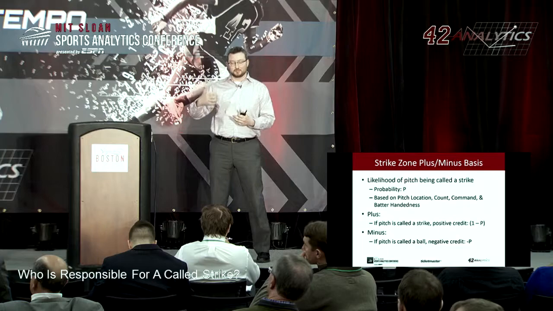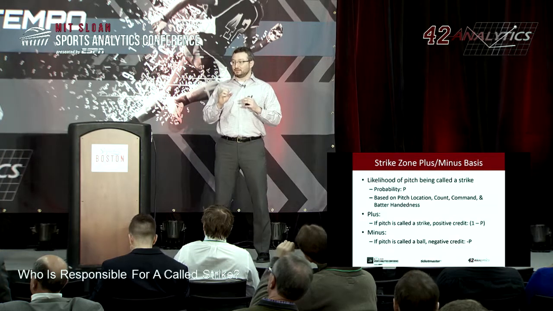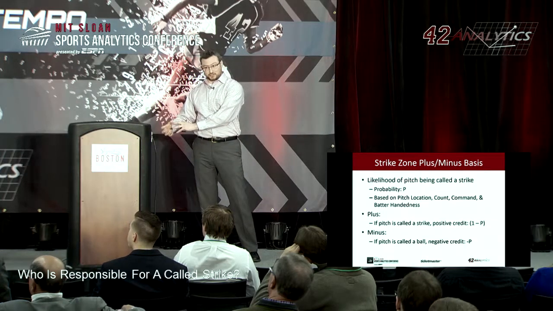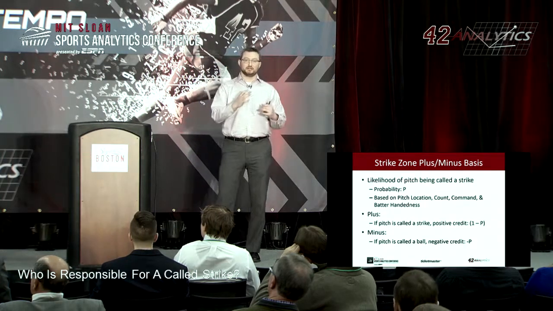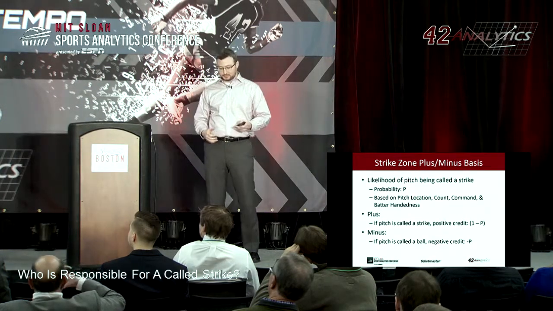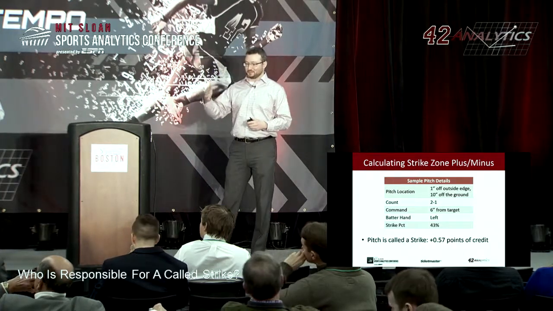So essentially, if you think about it, if there's a probability P of a pitch being called a strike, if it's not called a strike, that's negative P strikes lost on the pitch. If the pitch is called a strike, that's positive 1 minus P strikes gained on that pitch. So just to run through a quick example to try to help make this clear for people.